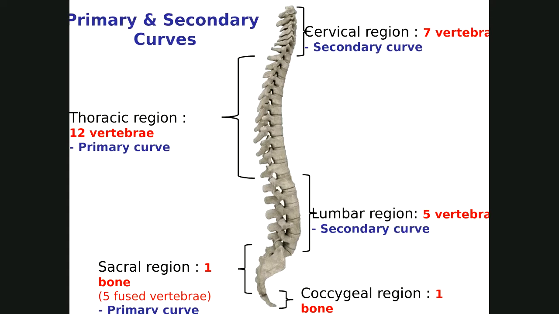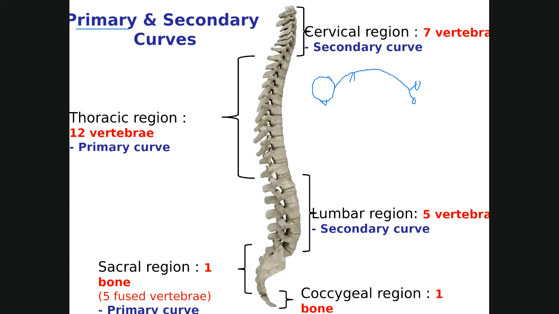All right, let's talk about the curves here. You heard me mention earlier that there are curves to the spine. So you have what we call primary curves and secondary curves. The primary curves are the curves that you're born with. When you're a baby, looking face down, you have one big curve like that, for your little legs and your little arms. So you're born with a big C-shaped primary curvature.